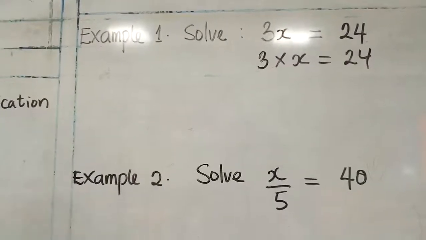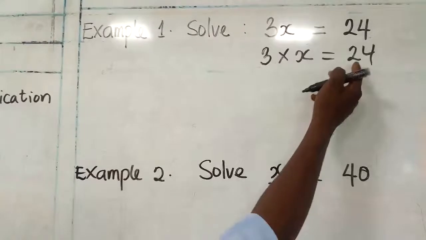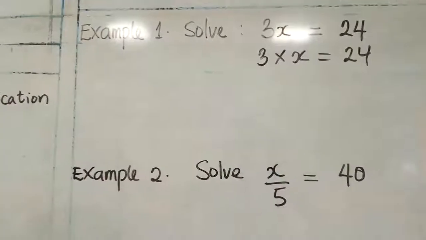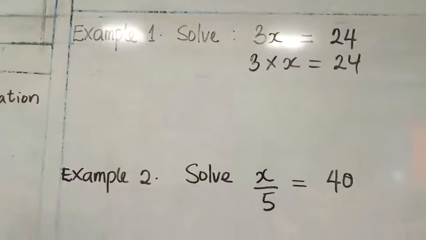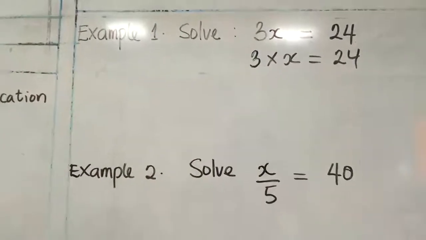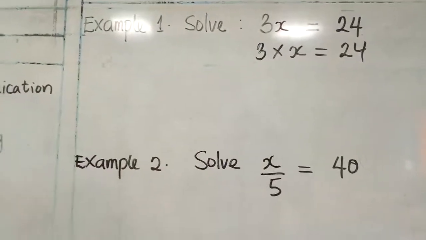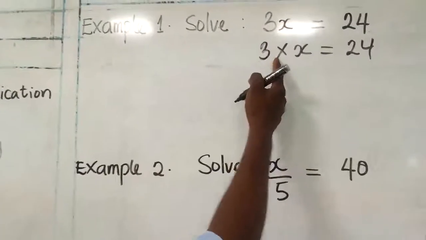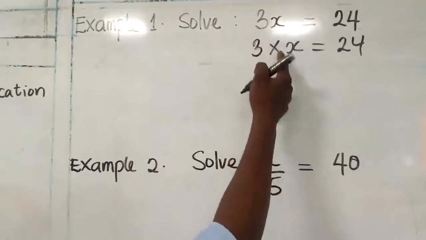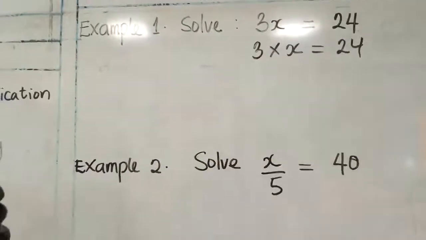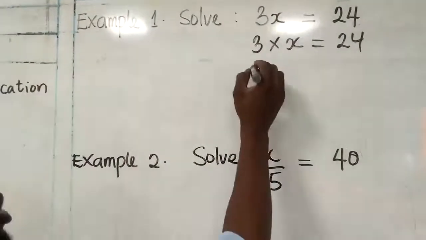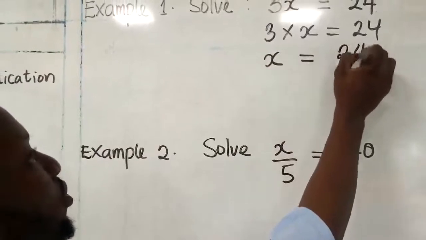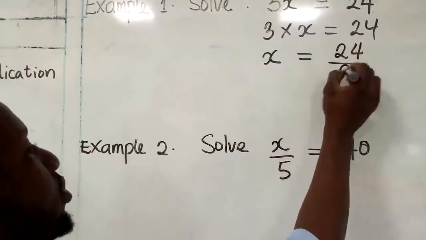To get the answer, we divide 24 by 3, the inverse of multiplication. What joins 3 and x is times. So to get the answer, you must use the inverse of this multiplication. Therefore, x is equal to 24 divided by 3.